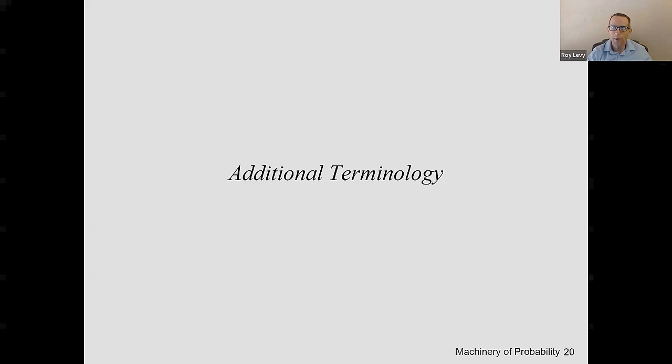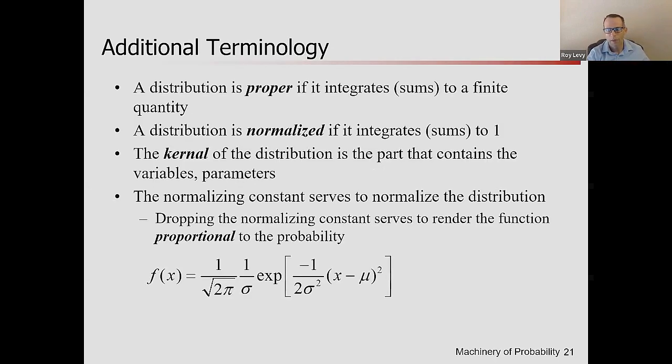Some additional terminology that we will sneak in here and use a little bit as we're trying to make sense of what we'll do. You'll sometimes see that a distribution is referred to as being proper if it integrates or sums to a finite quantity. A distribution is normalized if that finite quantity is 1. That's kind of what we already said. In order for something to be a legit probability distribution, it's got to sum or integrate to 1.